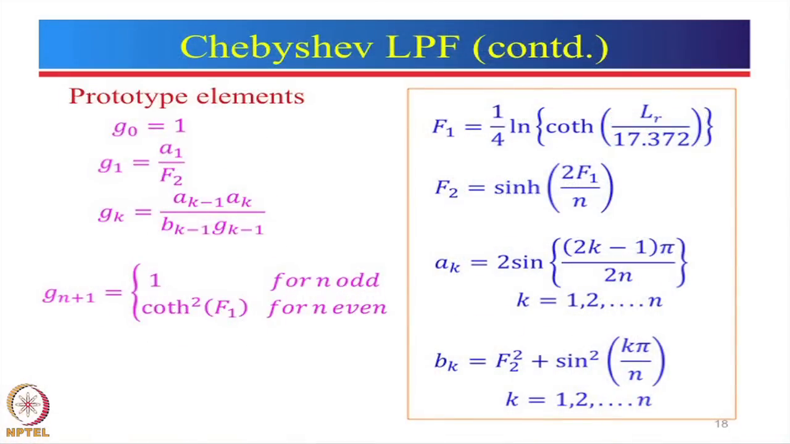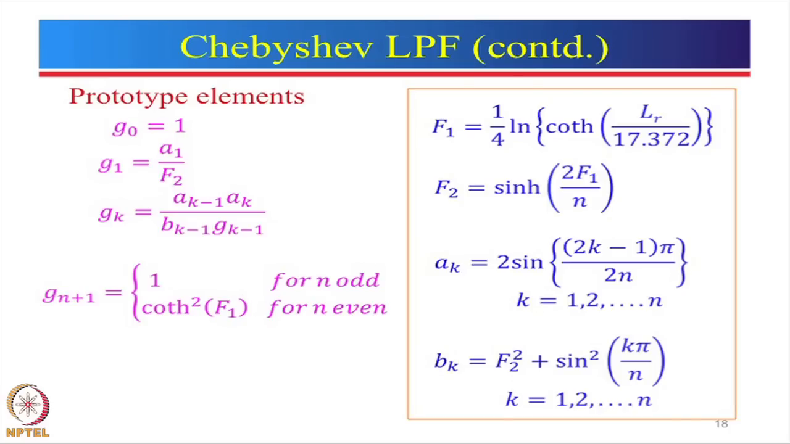So, the G1 expression is given by A1 divided by F2. What is A1? You can find the value of A1 from here. What is F2? For F2 you have to use this particular expression, but in this expression there is an F1. So, you have to calculate F1, and in F1 you can see that there are losses in the ripple, or you can say attenuation in the ripple, and there is a coth function. The coth function is nothing but cosh divided by sinh.